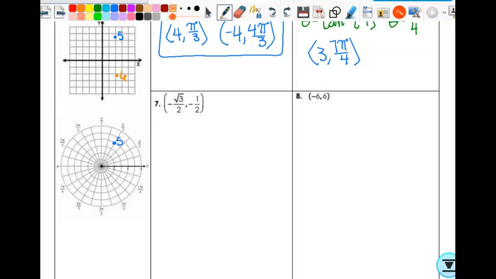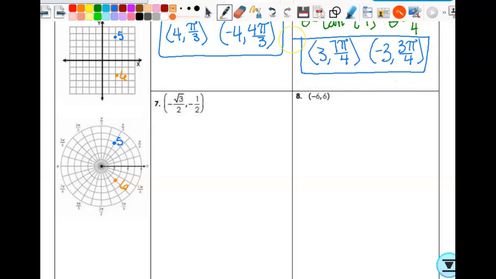Okay, so I'm going to plot this. Hopefully you already have yours done. I'm going to go to 7 pi fourths, which is over here. My radius is 1, 2, 3. Okay, that's 6. Those are about in the right spot. Okay, so my other point is going to have a negative radius. What's the angle going to be? 3 pi fourths. Very good. Okay. Everybody okay with that? We good? Okay, awesome. You do number 7 on your own.